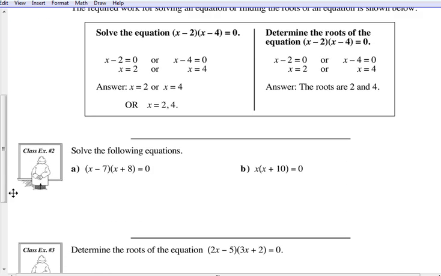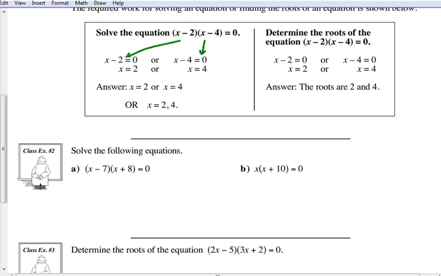Solve the equation x minus 2 times x minus 4 equals 0. So how do we solve it? We set each one individually to 0, and then solve for what the x would be. So the solution to this would be x equals 2 and x equals 4, because that would make the product 0. Either if x was 2, it would be 0, or if x was 4, it would be 0. Why? Well, if it was 2, it would get 2 minus 2, which is 0, times whatever the number is, doesn't matter.